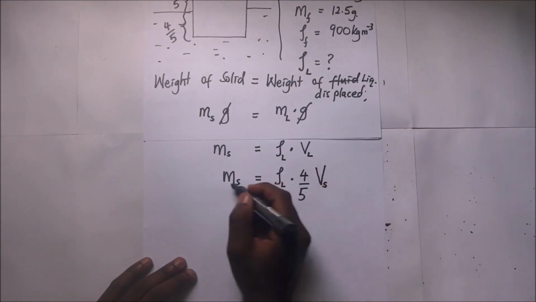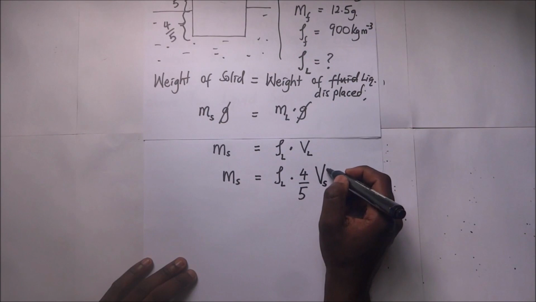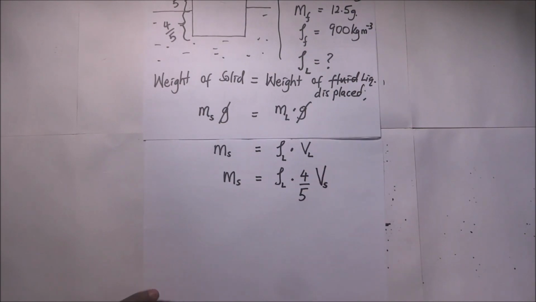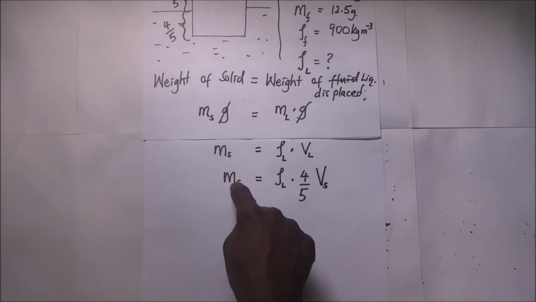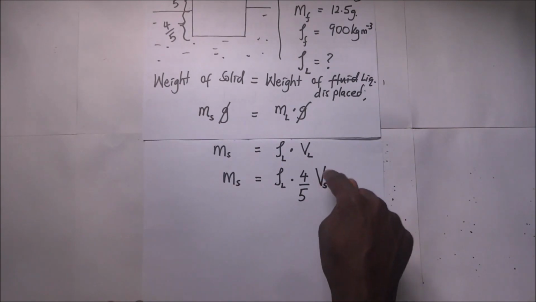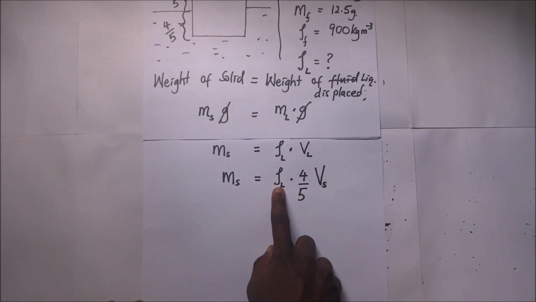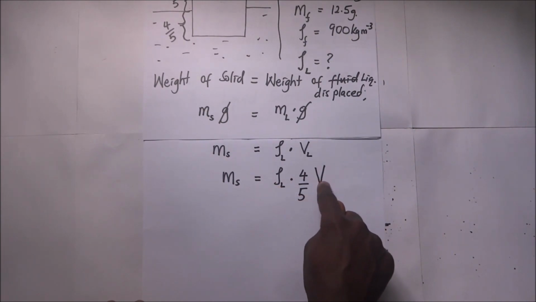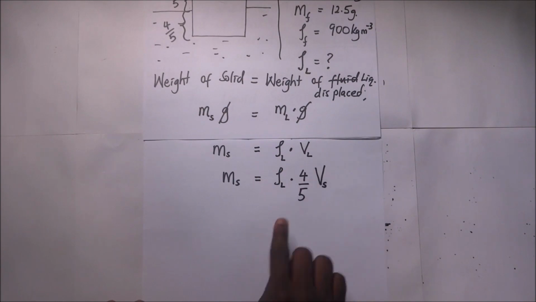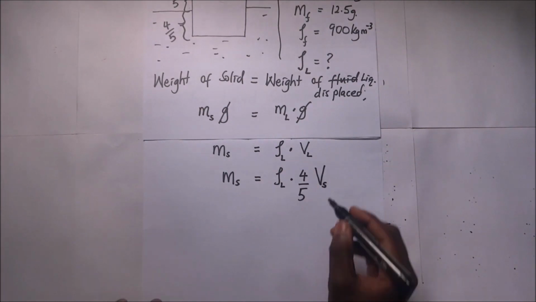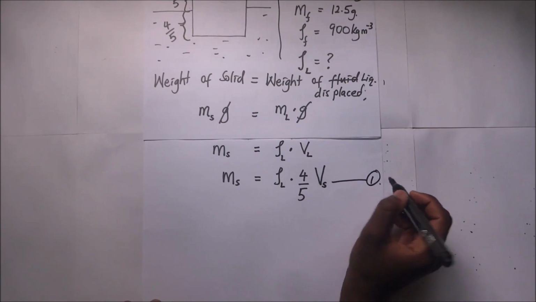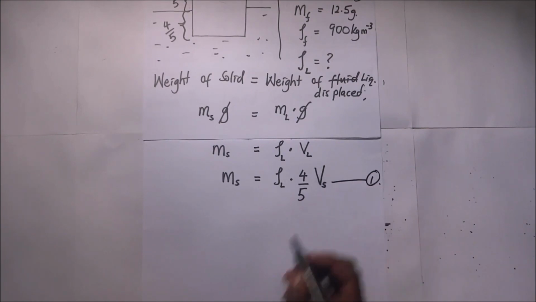So now the thing is that we need to find the volume of this solid. We do not know the volume of the solid, because we have the mass of the solid but not the volume. The question requires us to find the density of that liquid, so our agenda now is to find the volume of the solid so that we come back and put it there. Maybe we can call this our first expression. So now we need to go ahead and find the volume of the solid.